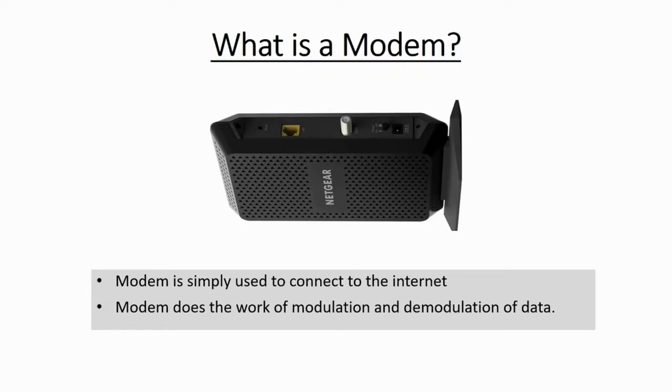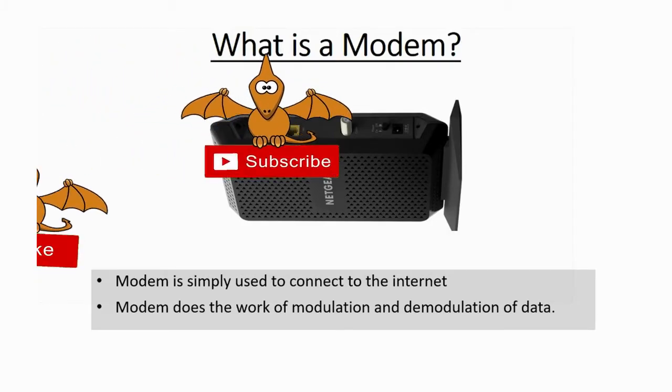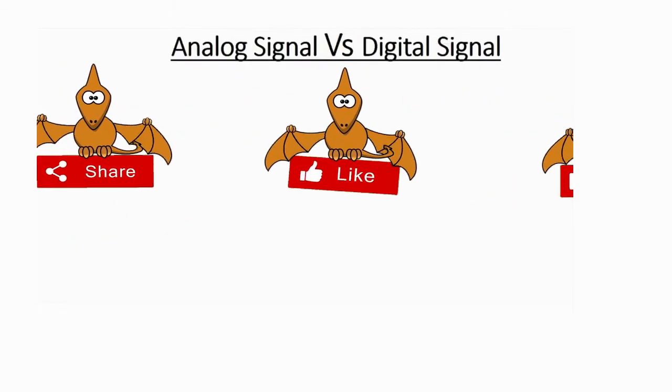Now, these telephone wires can carry only analog signals, whereas a general computer is a digital machine and has digital signals. So analog signal and digital signal are two different signals. Before we understand modulation and demodulation, let us understand these signals first.